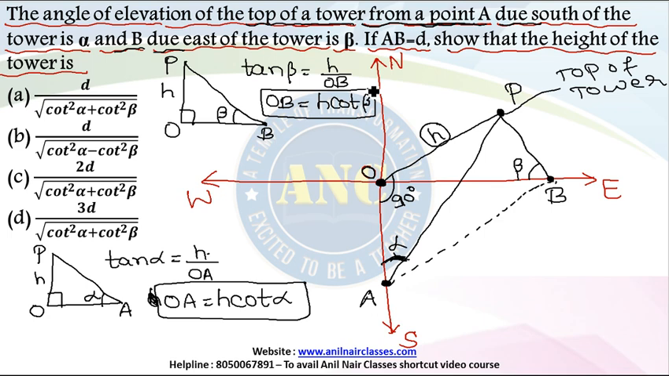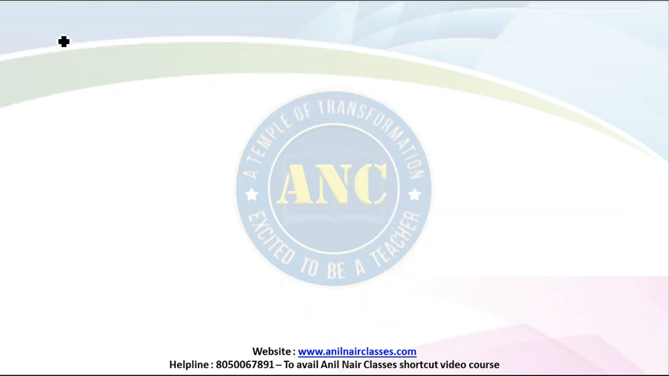Now, if you again see here, this line OA and this line OB are perpendicular to each other. OA and OB are perpendicular. The angle between them is 90 degrees. And if the angle between them is 90 degrees, this AB will act as a hypotenuse of the triangle. That means in this entire triangle OAB, I can apply Pythagoras theorem.